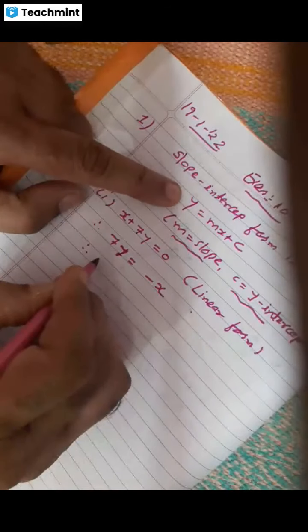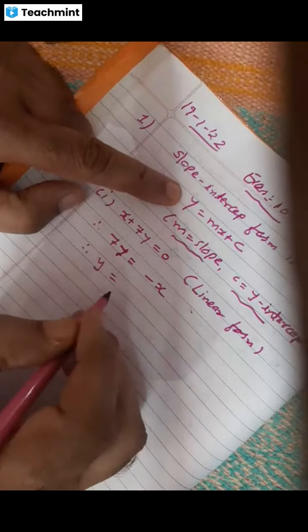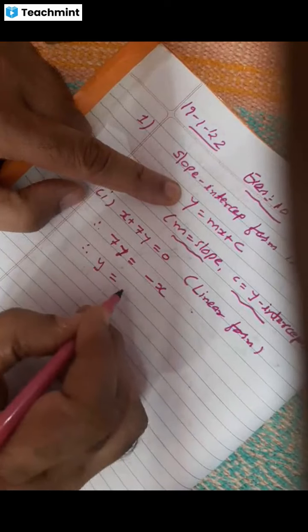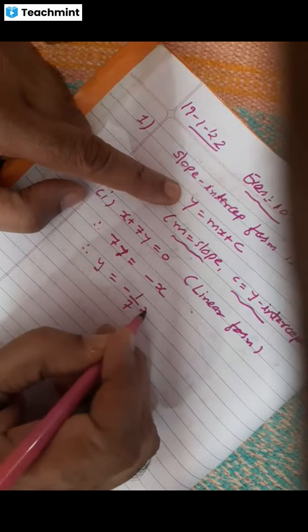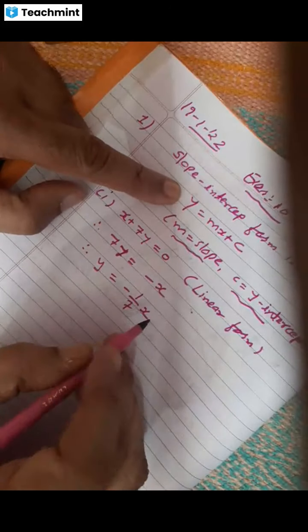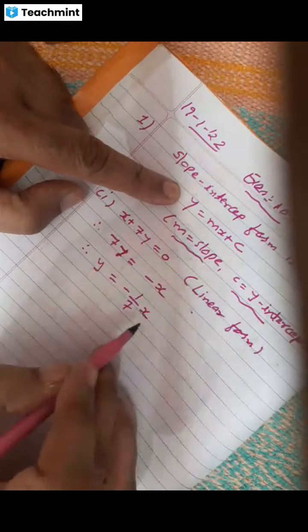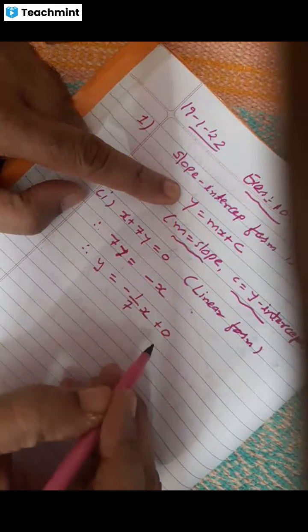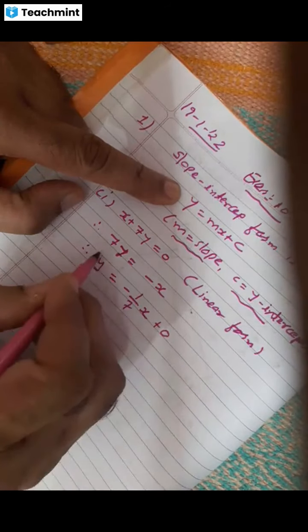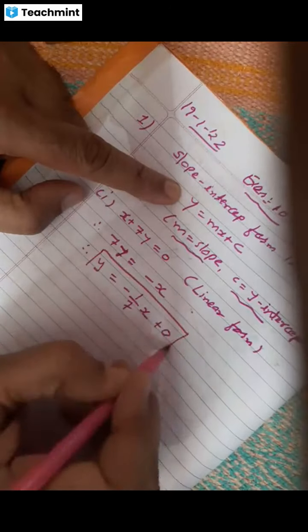So what will happen? That means y is equal to what? y is equal to minus 1 upon 7 x. Okay, and actually plus c. So actually plus c is here plus 0. So no need to write plus 0 actually. So this is our answer.